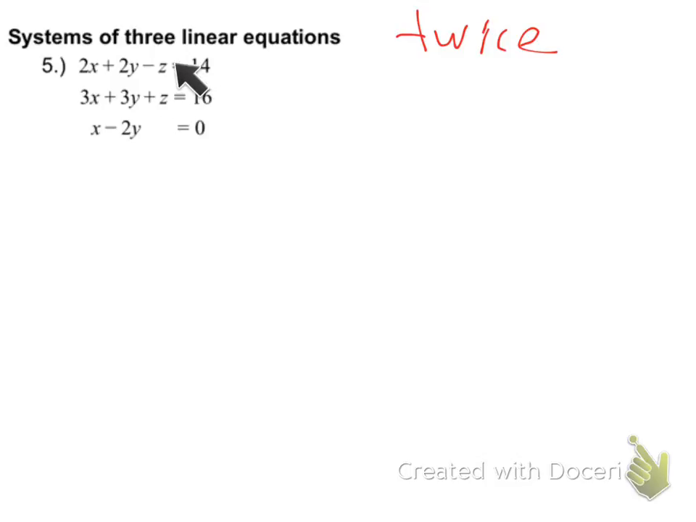So I'm going to take the first and the second one. I'm going to add them together and place it right underneath. Go. So let's add the first and the second equations together. 2x plus 3x is 5x. 2y plus 3y is 5y. The z's cancel. We wanted that to happen. And 14 plus 16 is 30. We basically used elimination.